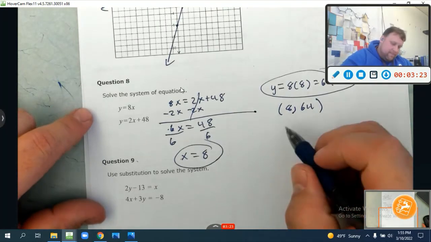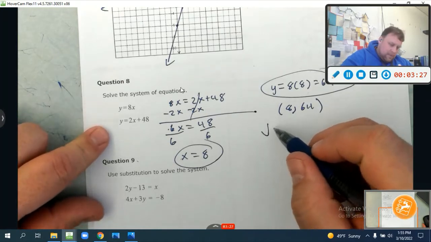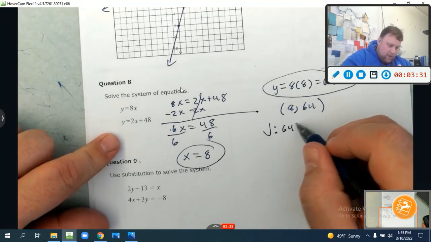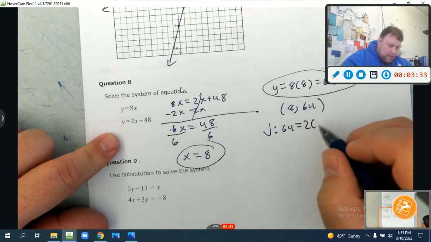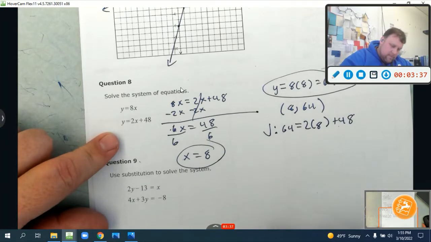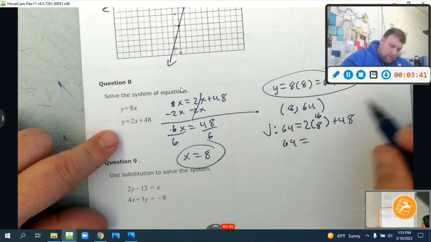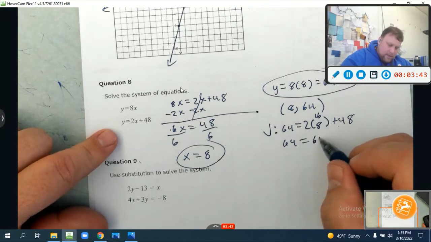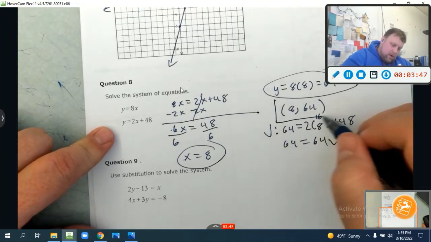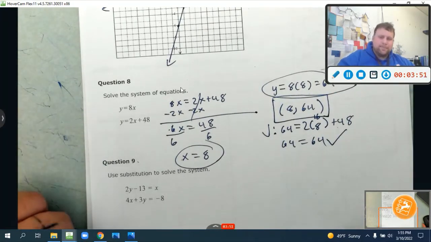Are you ready? So now I'm going to do my check, and I solved in the top, so I'm going to check it in the bottom. Check in the bottom equation: my y value of 64 should equal 2 times my x value of 8 plus 48. And that's 16, so I'm going to have 64 equals 16 plus 48, which is 64. That's a true statement. Check. Let's square our coordinate because it's the solution to the system.